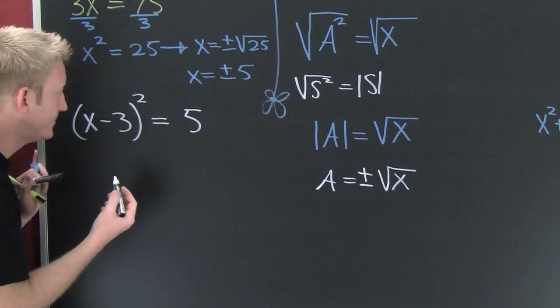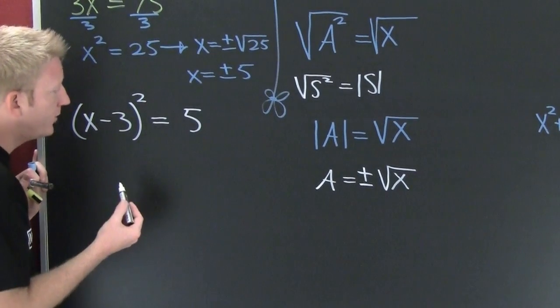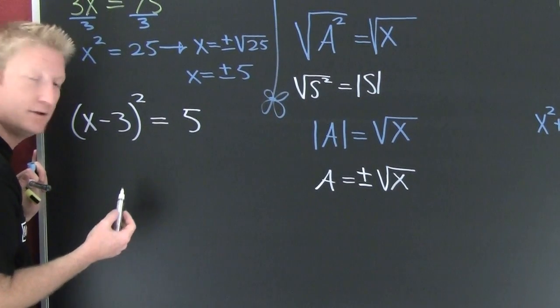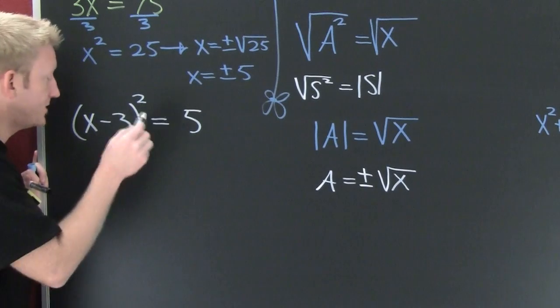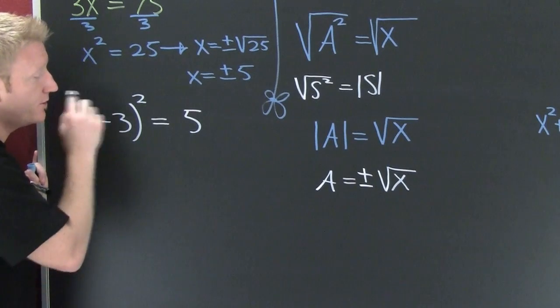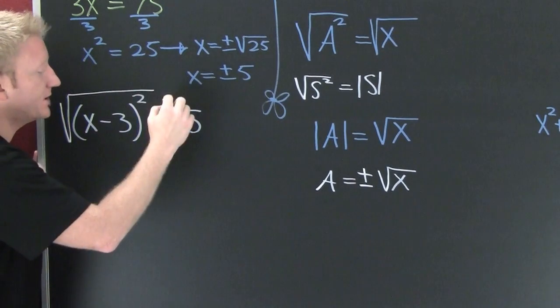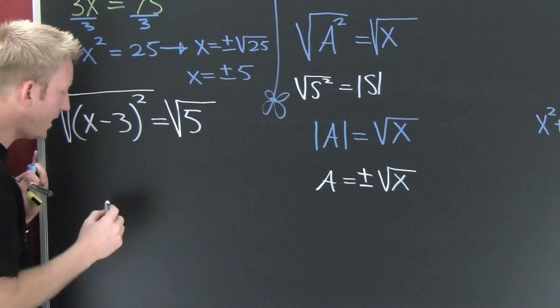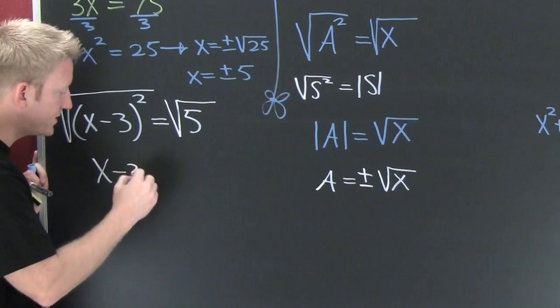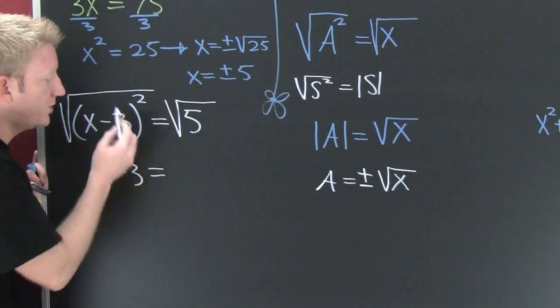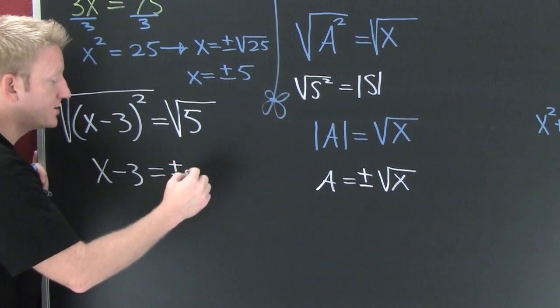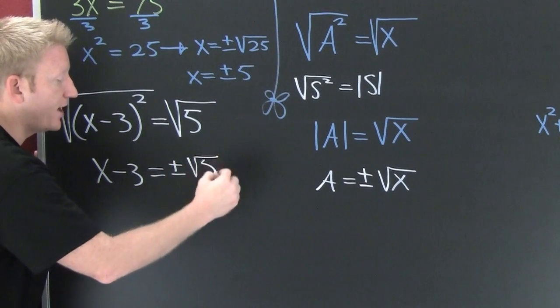So now I'm down here. What are you going to do? I'm going to take the square root of both sides, the square root of this side and the square root of this side. So then I'm going to have x minus 3 equal to, I'm not going to forget the plus or minus square root 5.